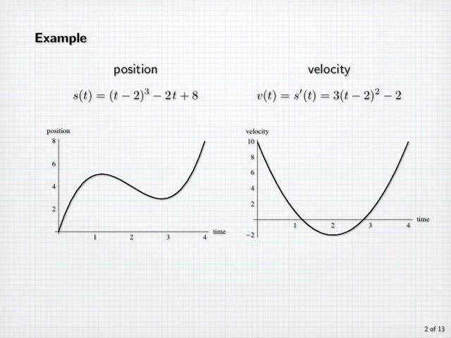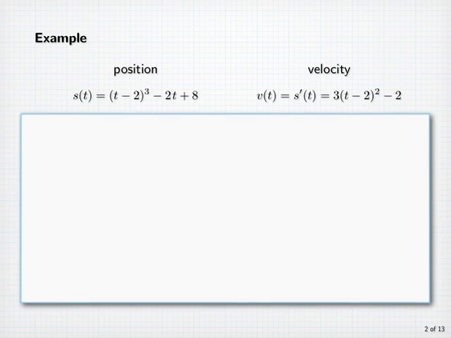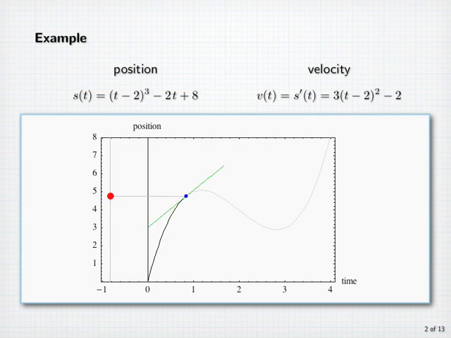Now let's look at an animation of the motion that corresponds to this position function. Now let's look at this again and be sure to notice the direction that the ball is moving corresponds to whether the graph of the position function has a positive or a negative slope.